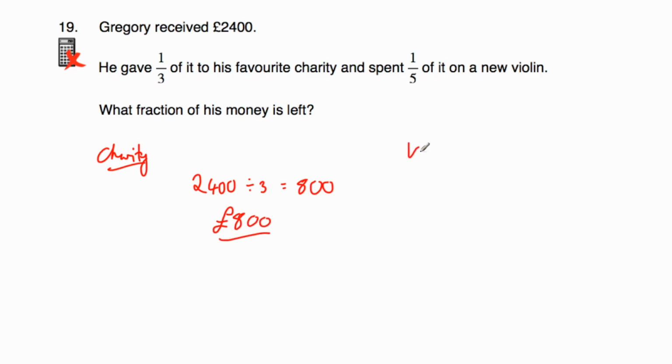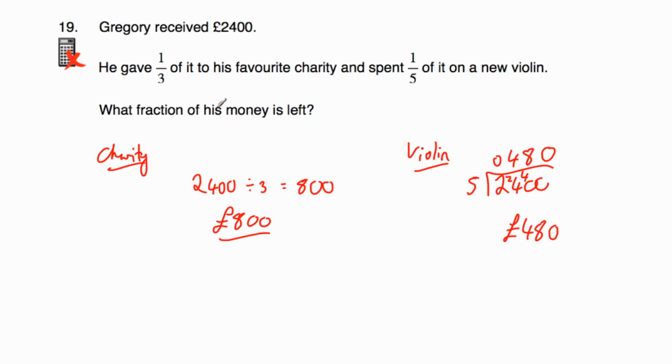Now in terms of the violin, he spends a fifth of the money on a violin. So to find a fifth of a number, you divide by 5. So let's take 2,400 and divide by 5. How many 5s go into 2? 0, remainder 2. How many 5s go into 24? It's going to be 4, remainder 4. How many 5s go into 40? That's going to be 8. And how many 5s go into 0? 0. So that means he spends £480 on a new violin.